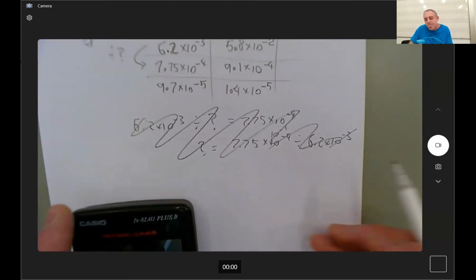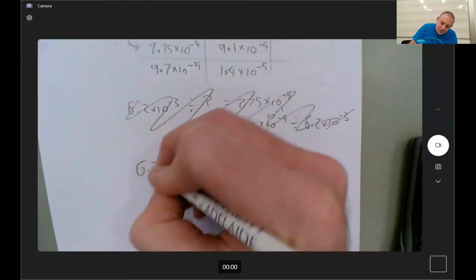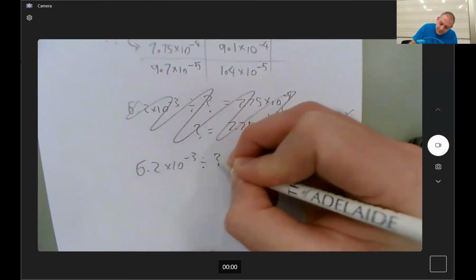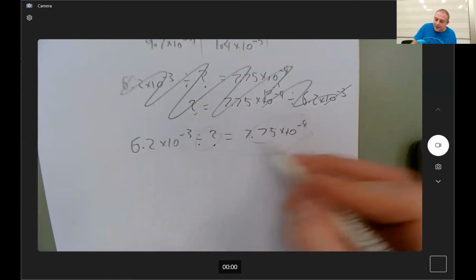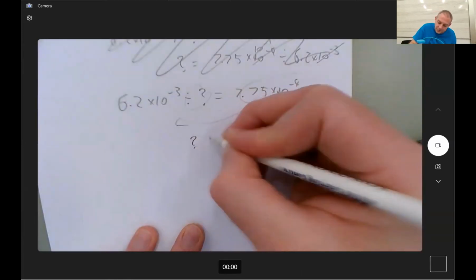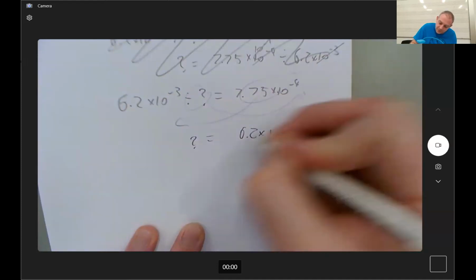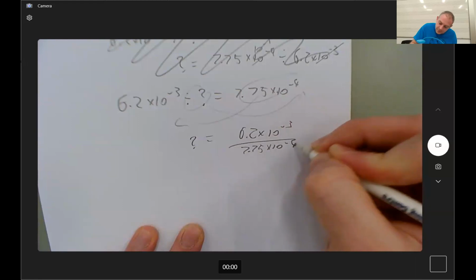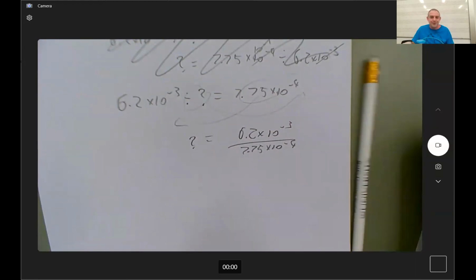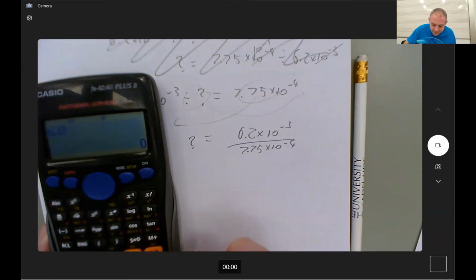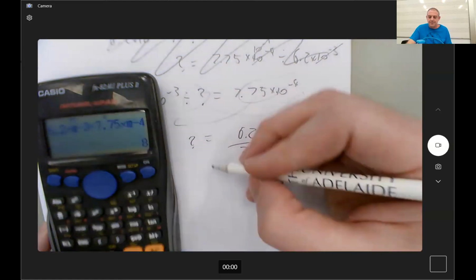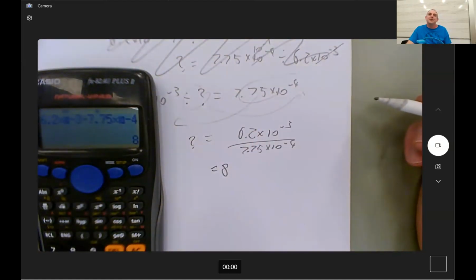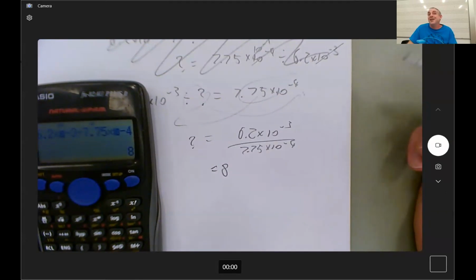Oh yeah. I know why I did my algebra wrong. That went up there and that went down there. And so that would be actually the question mark is the 6.2 times 10 to the minus 3 divided by... That makes sense. Okay, cool. Much more sense. Eight. It's almost like I set it up that way. I told you it was a little bit less than 10.